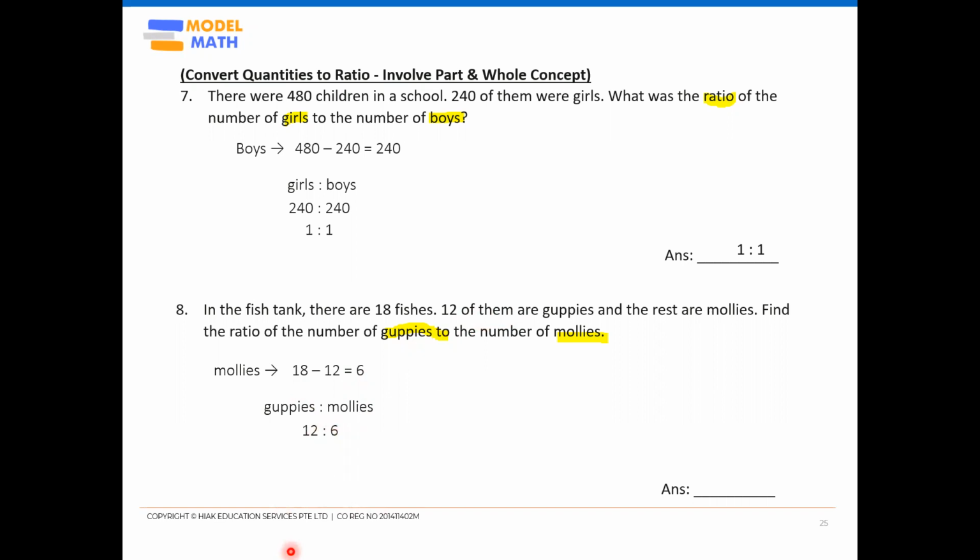And check if you can simplify this. So both numbers can divide by 6. Okay, common factor is 6. So go on to divide by 6 on each side. And that leaves you with 2:1 for the simplest ratio.